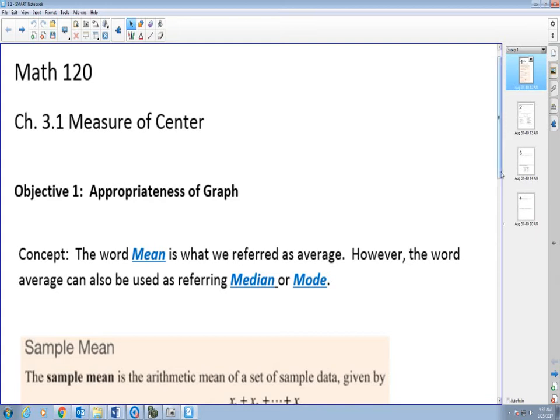Welcome to Probability and Statistics. In this lecture video, we're going to talk about section 3.1, Measure of Center.